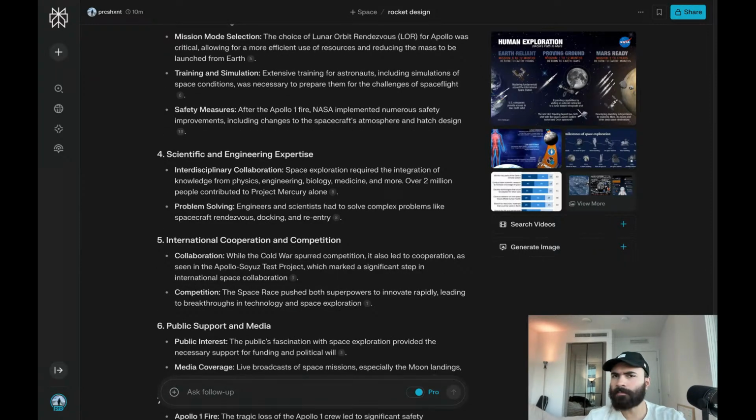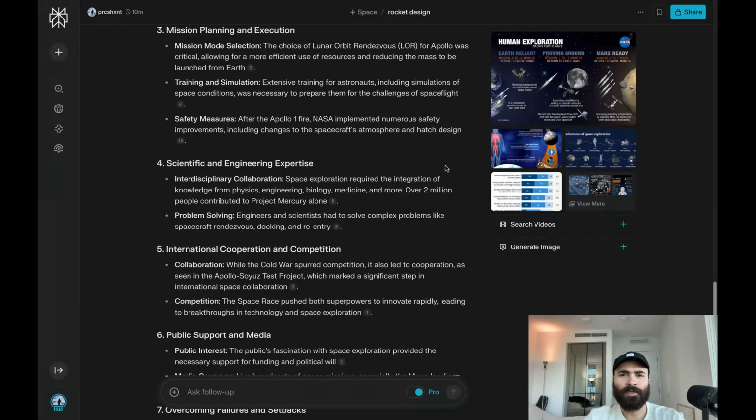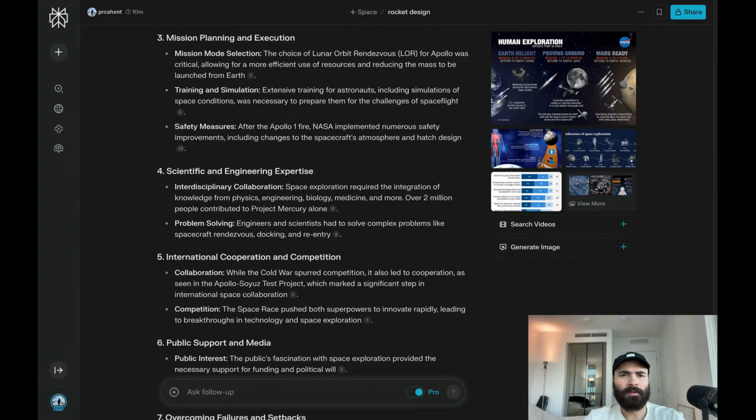The choice of lunar orbit rendezvous for Apollo was critical, allowing for a more efficient use of resources and reducing the mass to be launched from Earth.